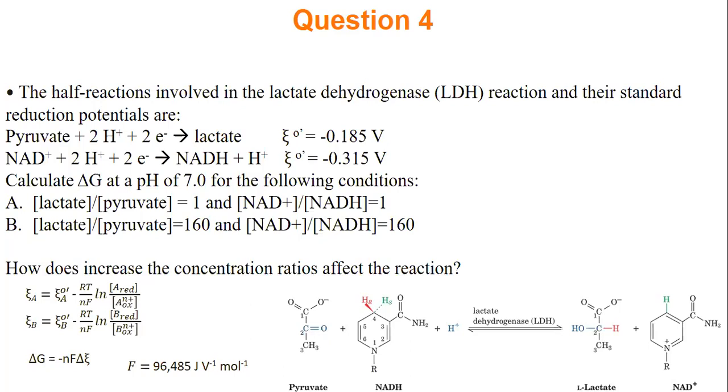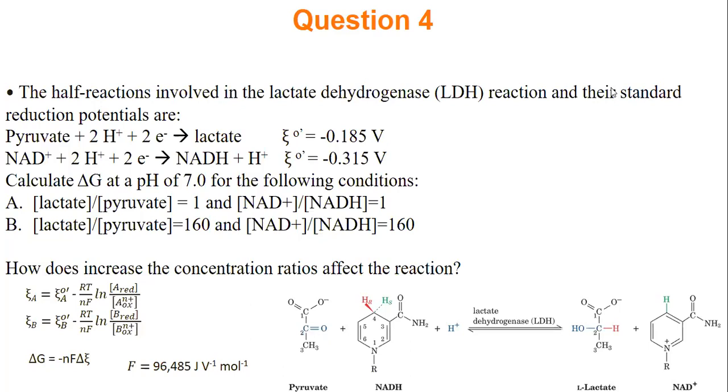I want you to tell me what the delta G of this reaction is at a pH of 7 under 2 sets of conditions. A: if the ratio of lactate to pyruvate is 1:1, and the ratio of NAD+ and NADH is 1:1, versus B: if the ratio of lactate to pyruvate is 160:1, and the ratio of NAD+ and NADH is 160:1.